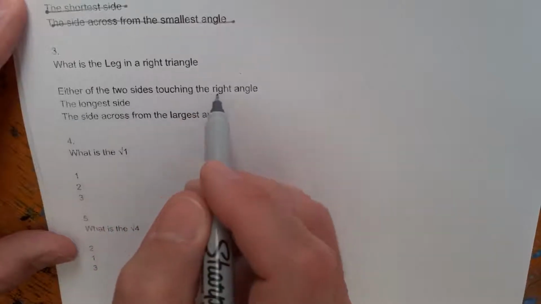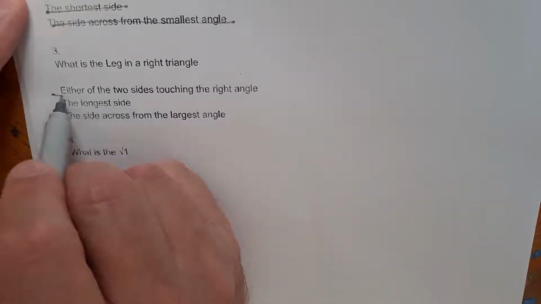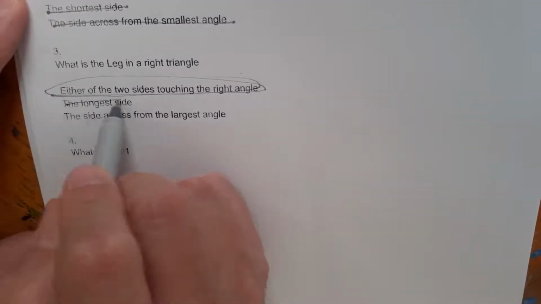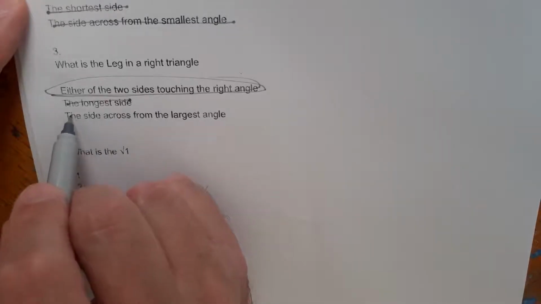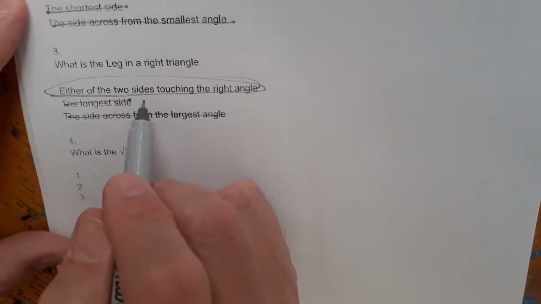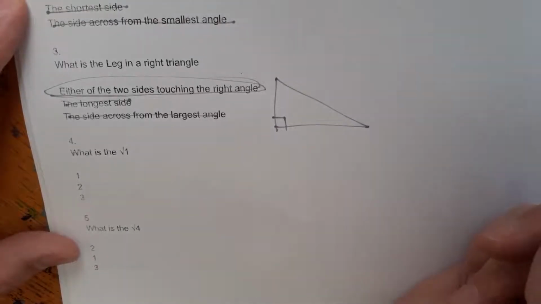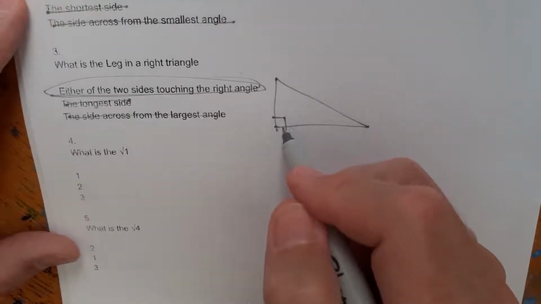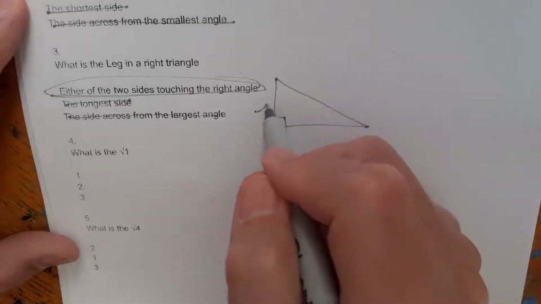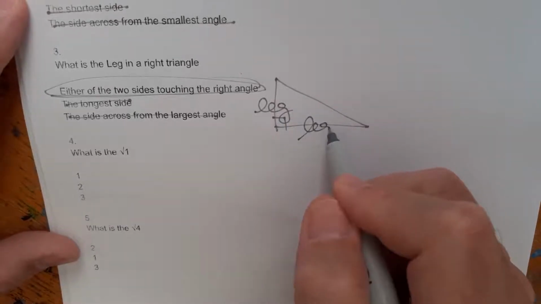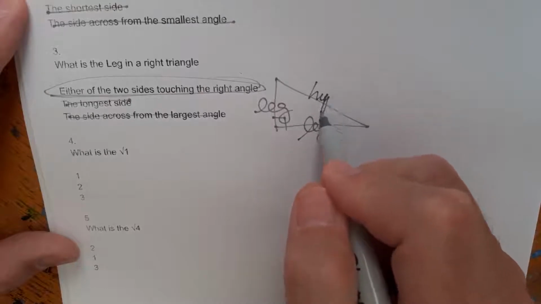What is the leg in a right triangle? Either of the two sides touching the right angle, true. Is it the longest side? No. Is it the side across from the largest angle? No. That's the hypotenuse, not the legs. All right, and just to give a quick reference drawing, in a right triangle, if this is the 90, because I drew a square here, this is a leg, and this is the height.